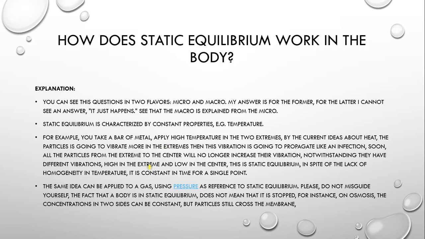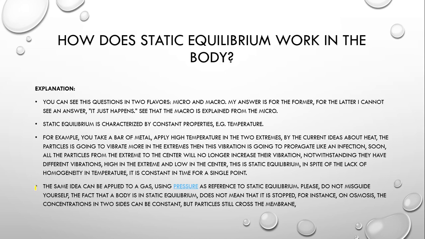So static equilibrium is characterized by a constant property such as temperature. If you see that a body is in equilibrium, it means that something is constant, such as the temperature, concentration, or pressure, and so on. For example, you can take a bar of metal and apply high temperature to one extreme. It's a very classic experiment which gives rise to the famous heat equation, following the current idea about heat. The particles are going to vibrate more at the extreme, then this vibration is going to propagate like an infection. It's called the corpuscular theory of heat. So after a while, the whole bar will have more or less the same temperature. The same idea can be applied to a gas, but using the concept of pressure and so on.